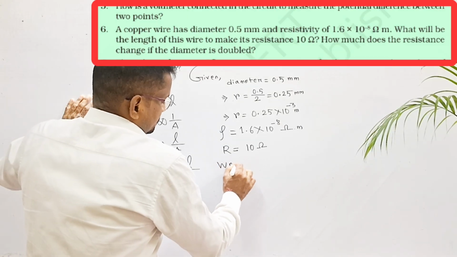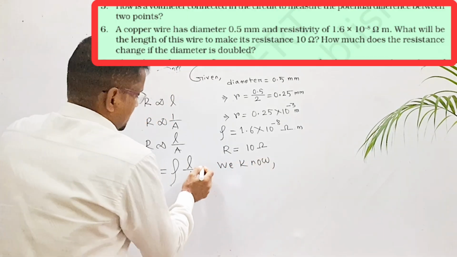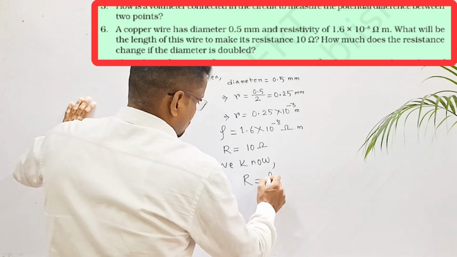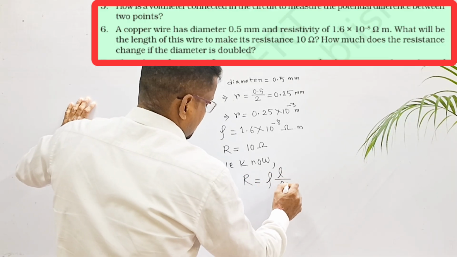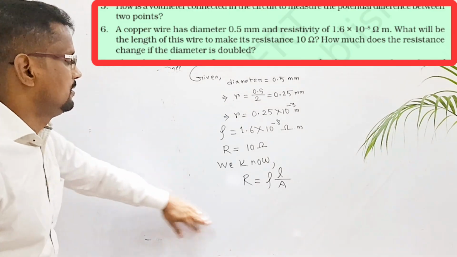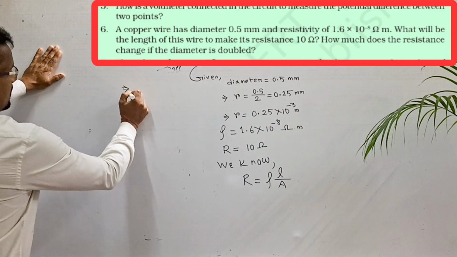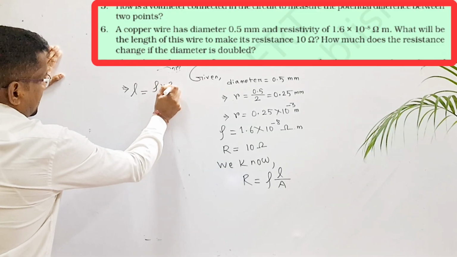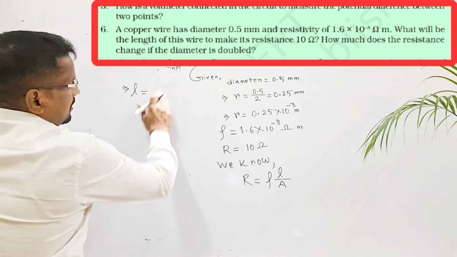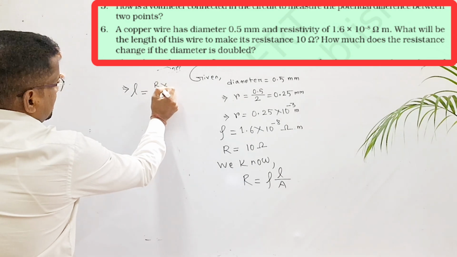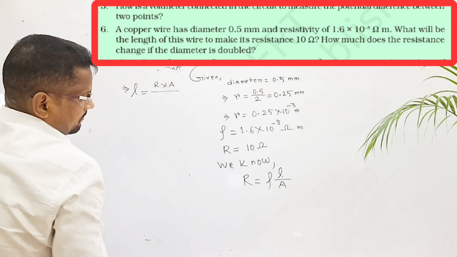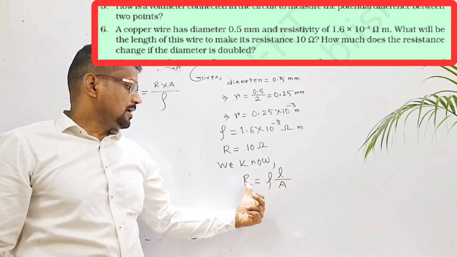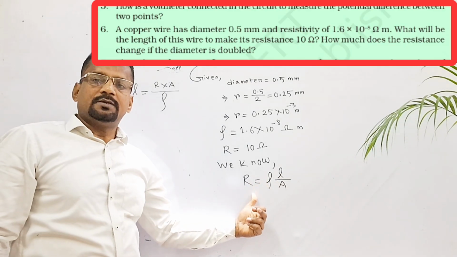So we know this expression we are going to use. R is equal to rho L by A, and from here you find out L. L equals R into A divided by rho. Simple, the length L is R into A, divided by resistivity rho.